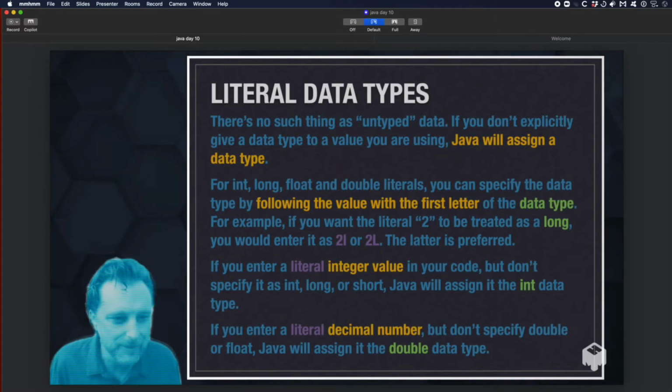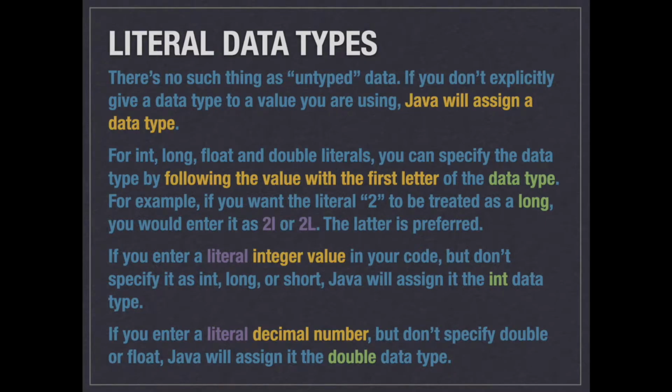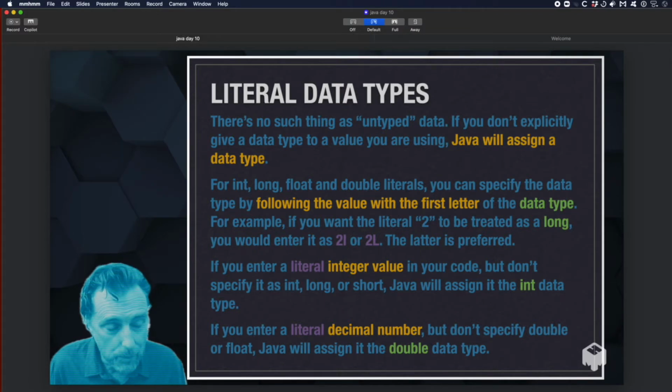All right, literal data types. Again, there's no such thing as untyped data. If you don't explicitly type a number that you're using, Java will assign a data type. For integer numbers, it will be an int, or a 32-bit integer. For decimal numbers, it will be a double precision floating point number. For a lot of what we do, these are perfectly fine defaults, which is maybe why they were chosen as the defaults. But occasionally that's not what we want.